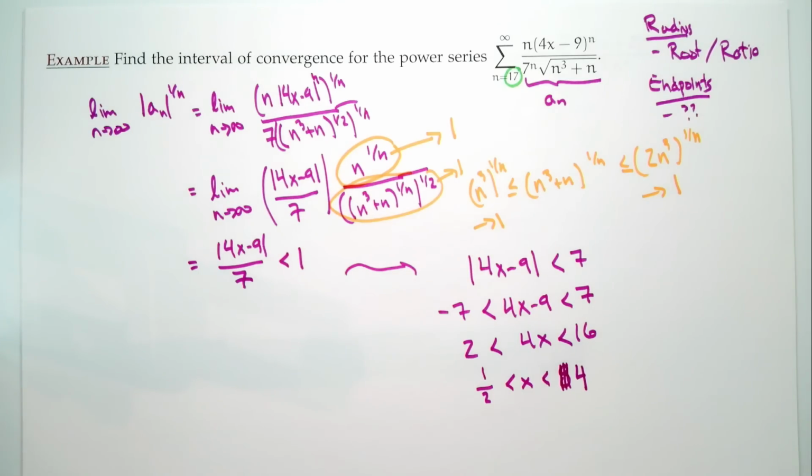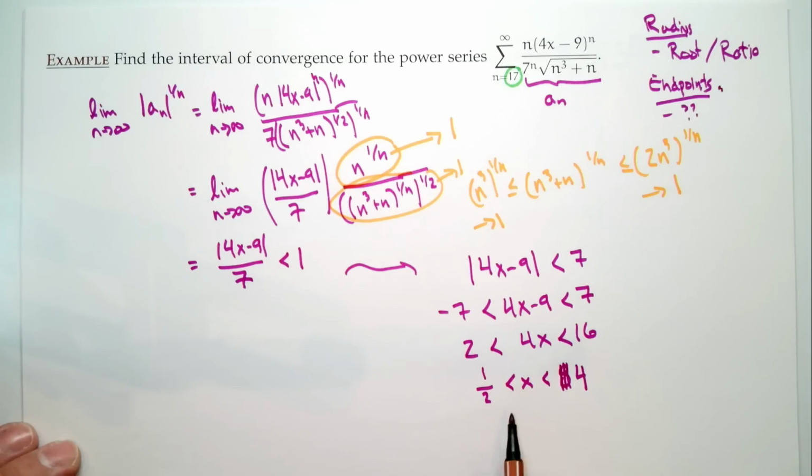We're almost there. So what we can say for sure is if we're between 1/2 and 4, we definitely converge. And we can say if I'm below 1/2 or I'm above 4, definitely diverge. The only thing we don't know is the endpoints. So now we come to our endpoints. And for endpoints, we have to do those separately. In fact, we'll probably have to do two things.